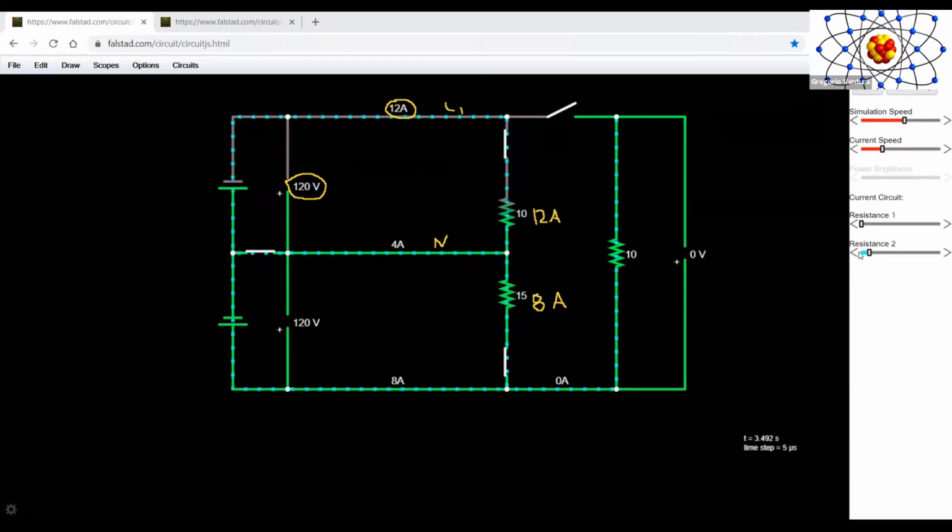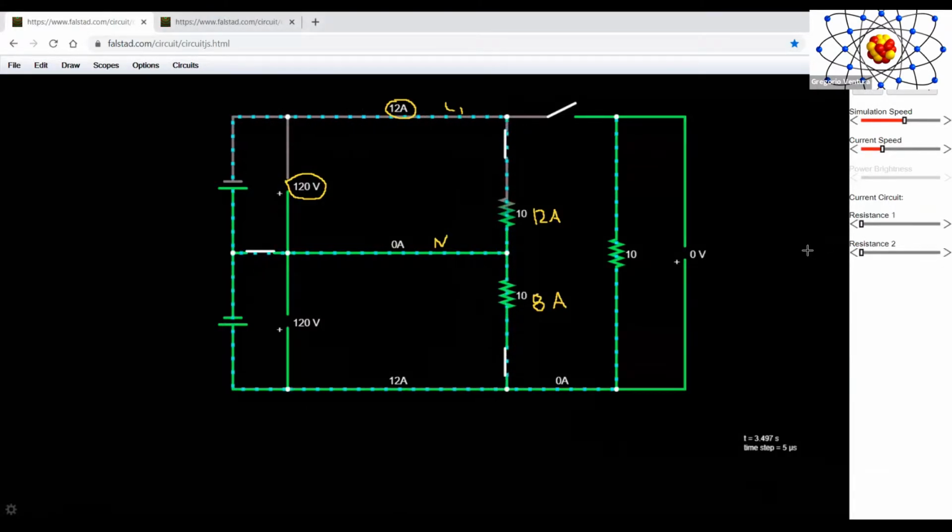By all means, if I were able to rebalance our loads, then you can see once more that the amount of current that we have in the neutral is going to be 0. Any questions about that?